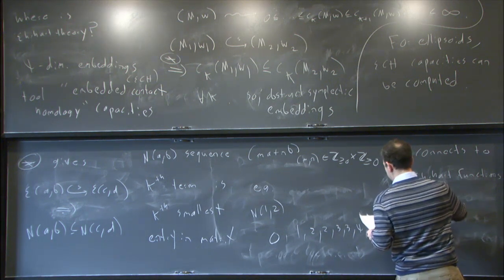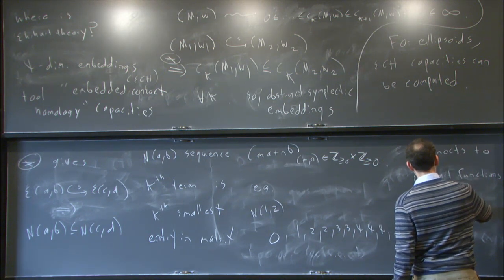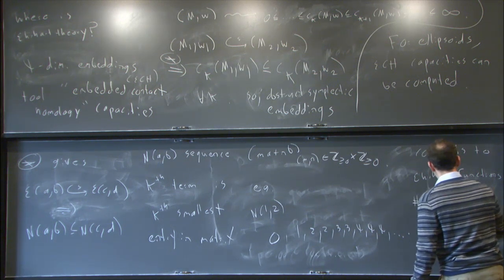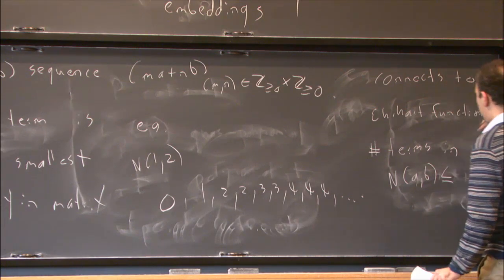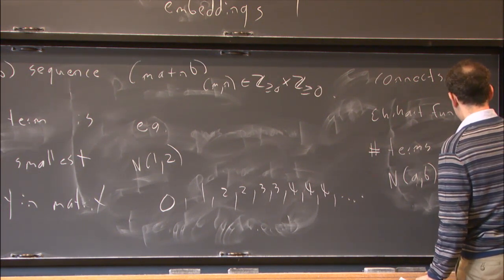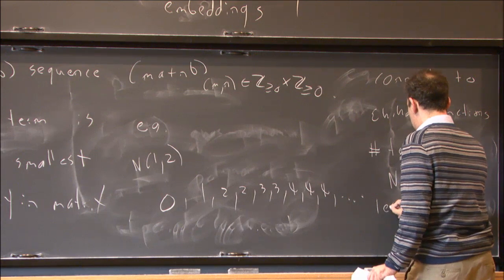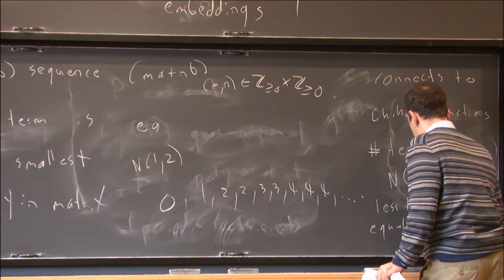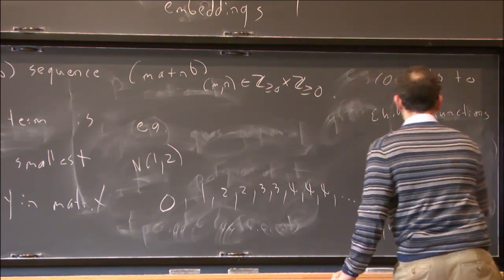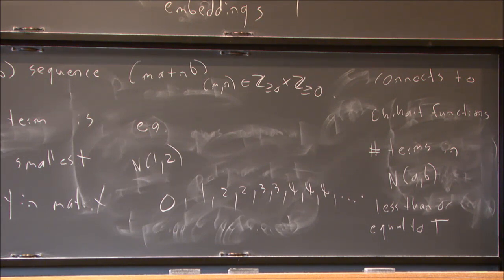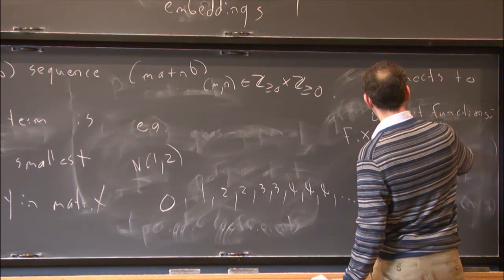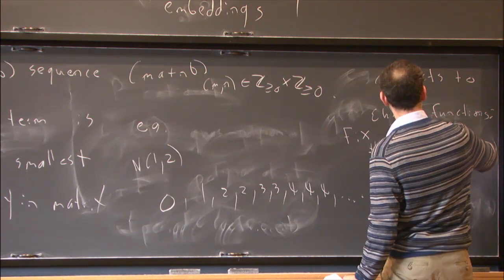Because the number of terms in the sequence N(a,b) that are less than or equal to some number t. Okay, so if I take this sequence and I want to count the number of terms that are less than or equal to, let's fix some positive real number t. So I'm fixing some positive real number, capital T.